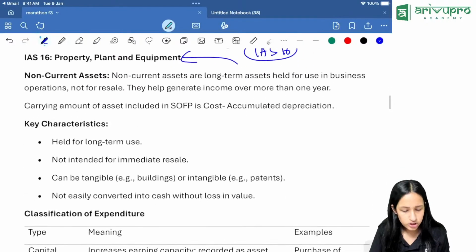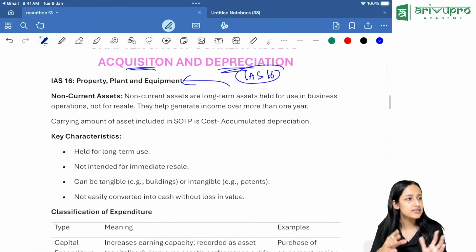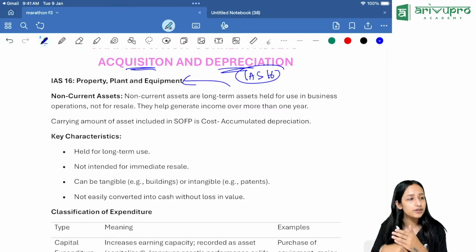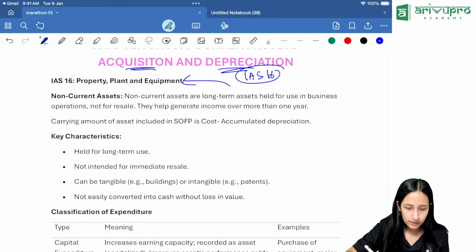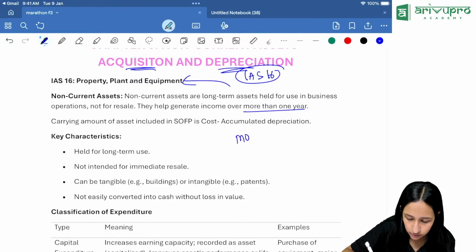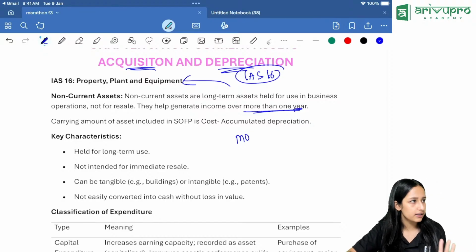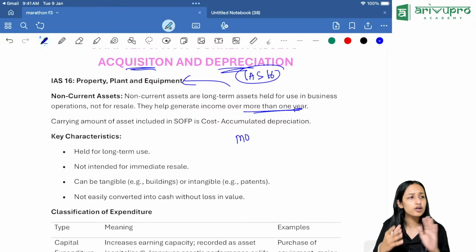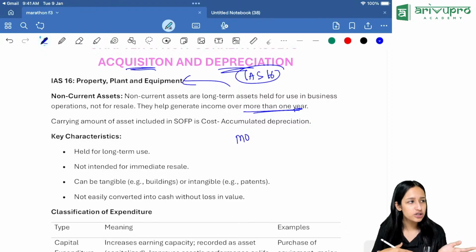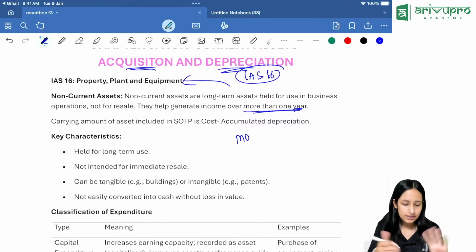Okay, what are non-current assets? Current assets are those that can be converted to cash within 12 months. Non-current assets are those beyond 12 months, that is more than a year basically, right? So they are long-term assets, they are held for business operations, not held for resale. All this is the definition.